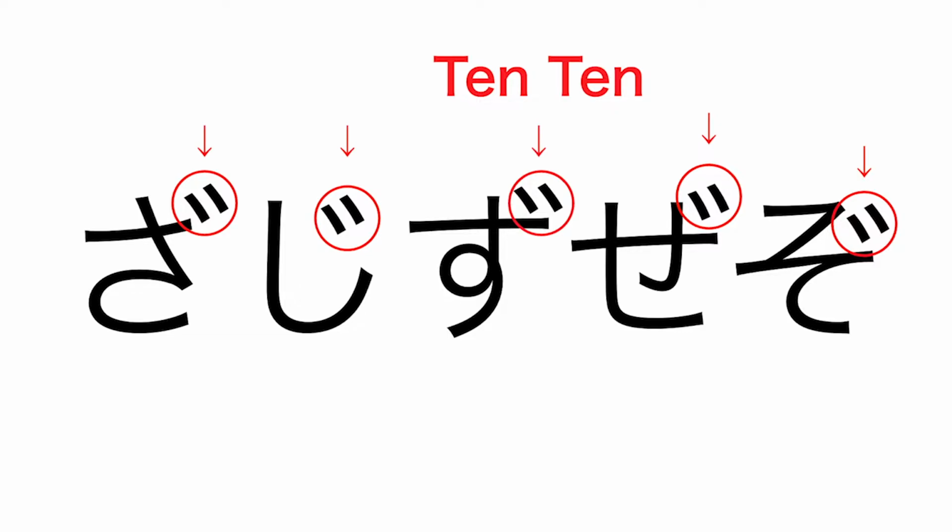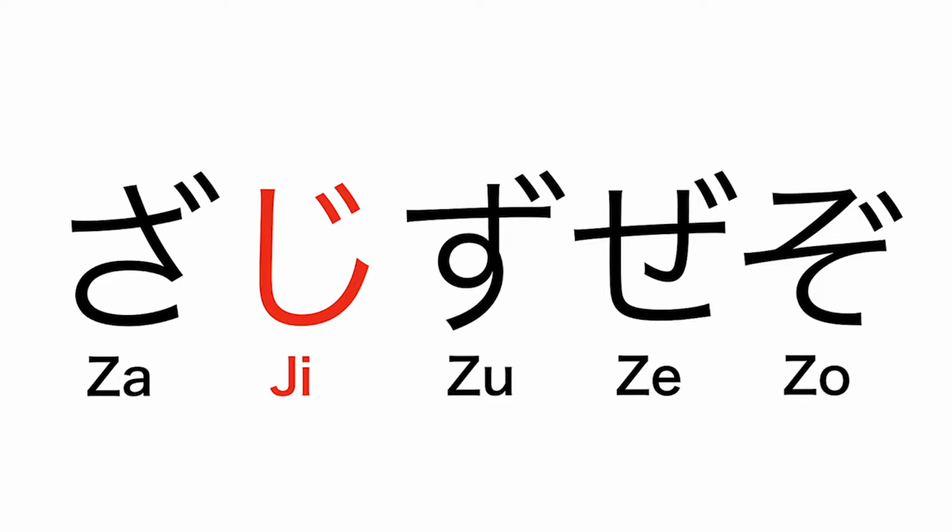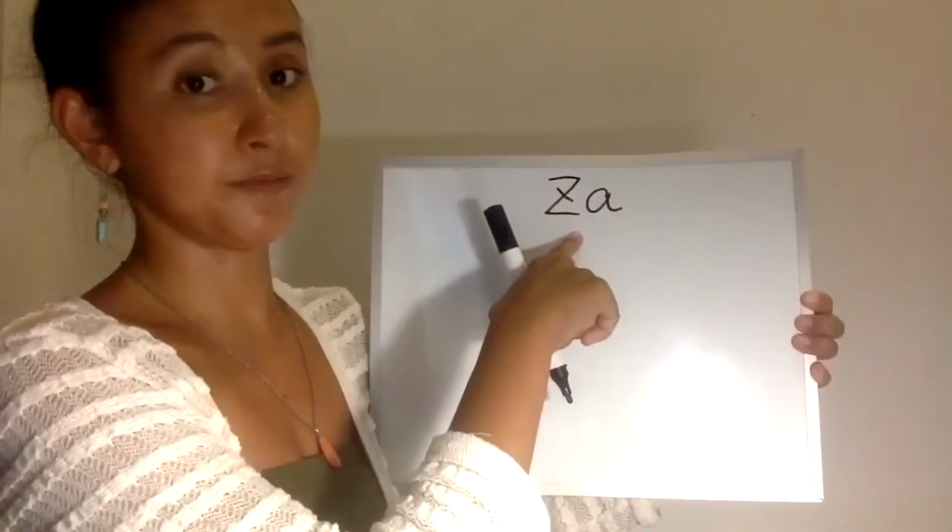But we don't have a z sound like za, zi, zu, ze, zo. We don't have a z. So instead of z, we say j. So that's going to be za, ji, zu, ze, zo. Okay, let's practice. Let's start with za.